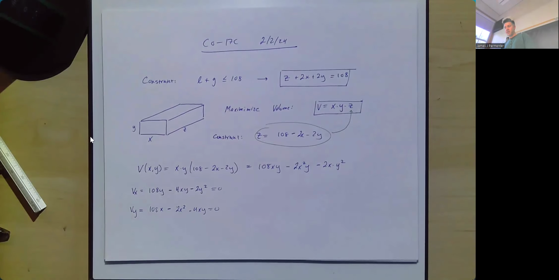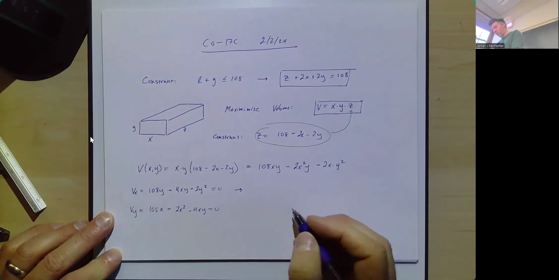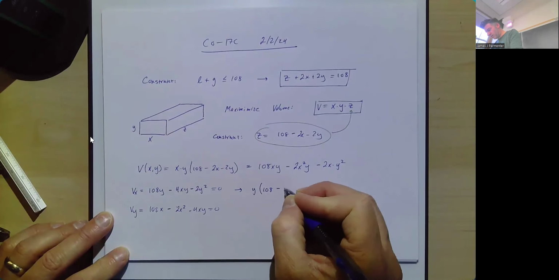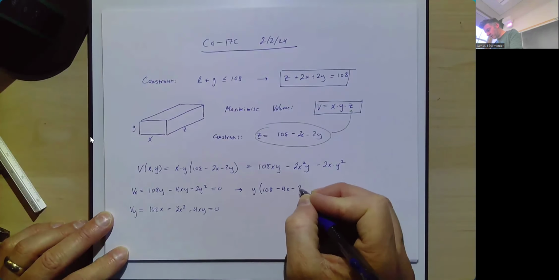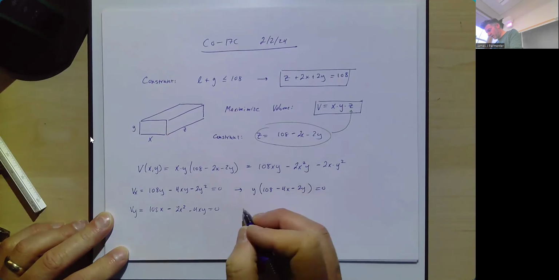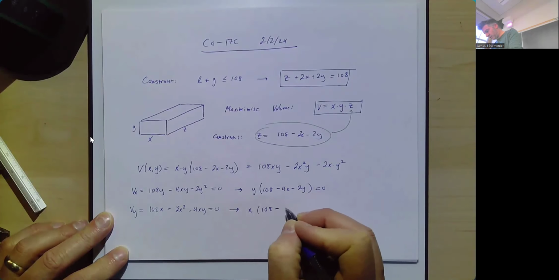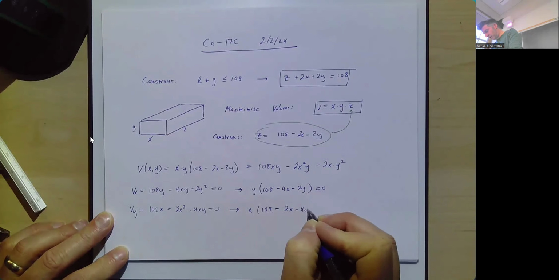Now, both of these look kind of terrible. I would probably look at each of them and say that I can factor something out. In this first one, I can factor out a y. I've got y times (108 minus 4x minus 2y). And in the second one, I get x times (108 minus 2x minus 4y).